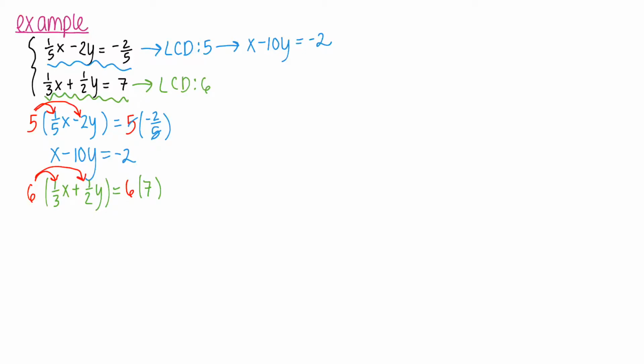Distributing 6. 6 times 1/3, that's the same as 6 times 1 is 6, divided by 3 is 2. So this will be 2x. 6 times 1/2, same as 6 divided by 2, that's 3. So 2x plus 3y equals 42.